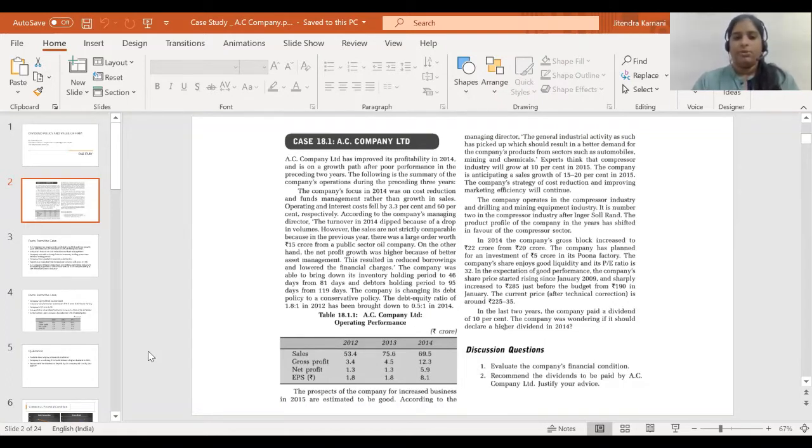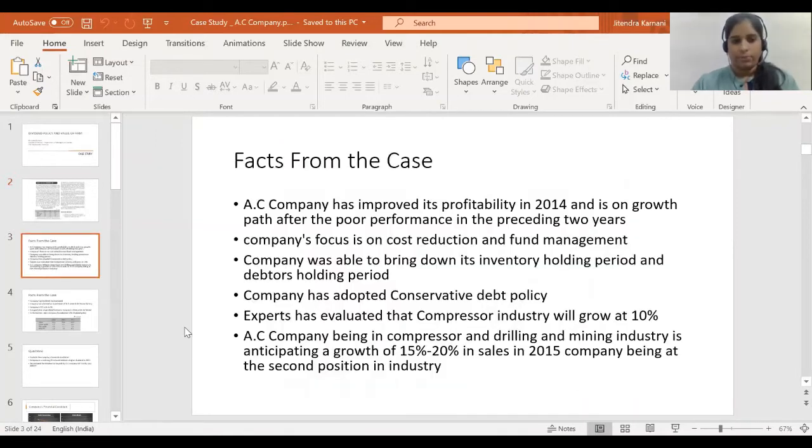Here we need to suggest to the company the dividend decision for the year 2015. Three years data is given to you: 2012, 13 and 14. Also we need to identify the financial condition of the company. Here I have noted down a few facts from the case, and they are as below.